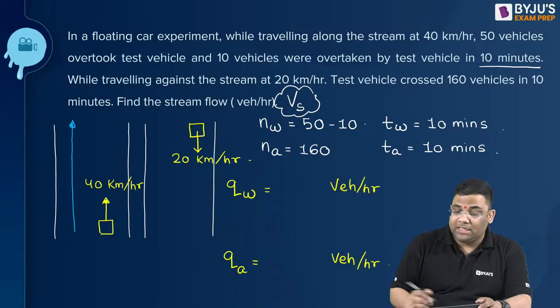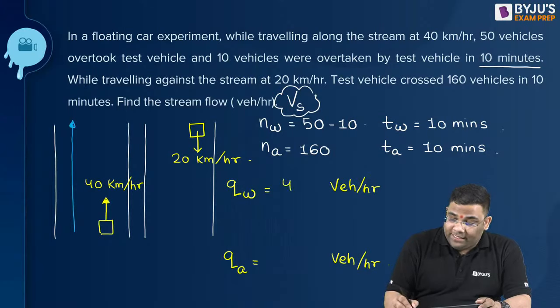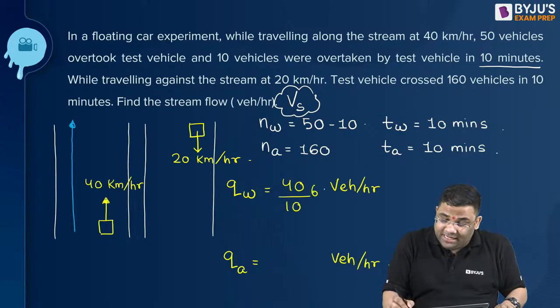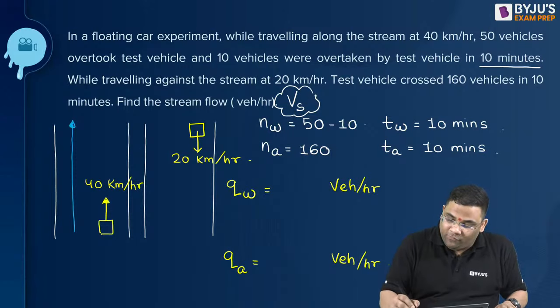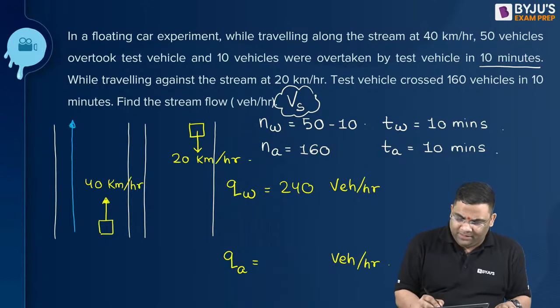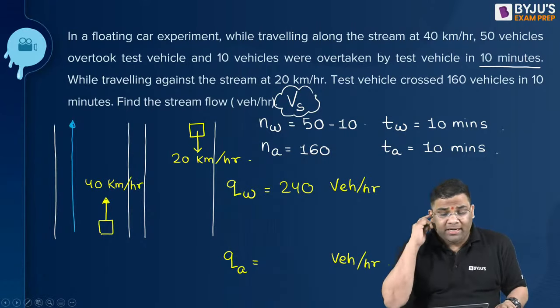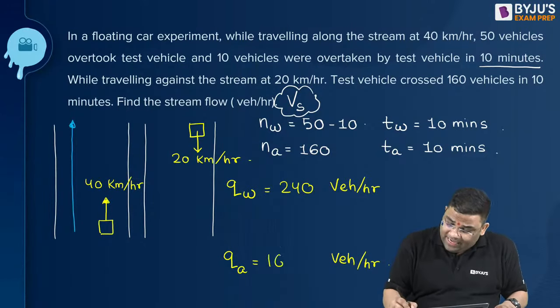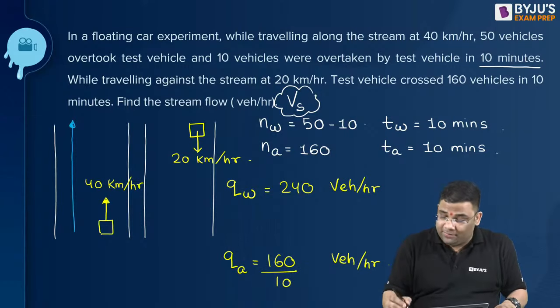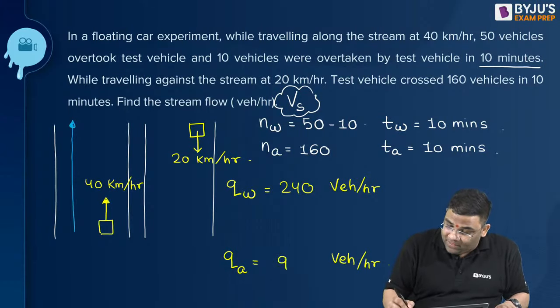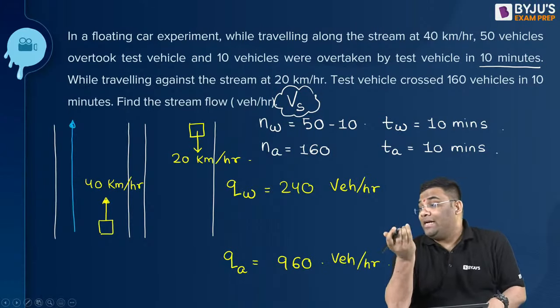Very good, Suranjit. See, NW is 40 and TW is 10 minutes. I can convert units to hour: 10 minutes is 10 by 60 hour. So I can say 240 vehicle per hour. Simply see, 40 by 10 by 60, converting into vehicle per hour. Then QA is 160 by 10. This is in vehicle per minute. Per hour will be multiplying by 60. I'm getting 960. As I told, this data will be given of the floating car method.